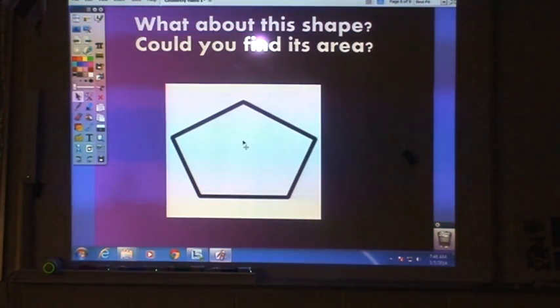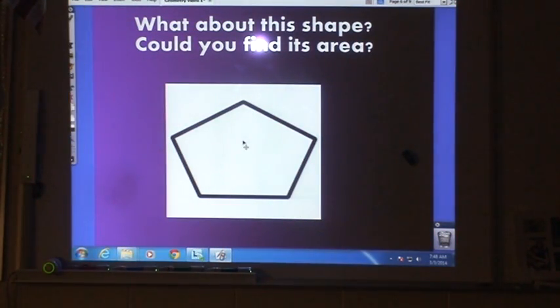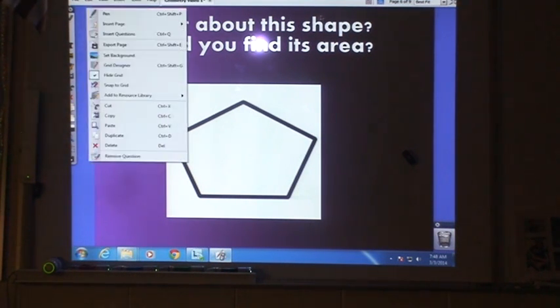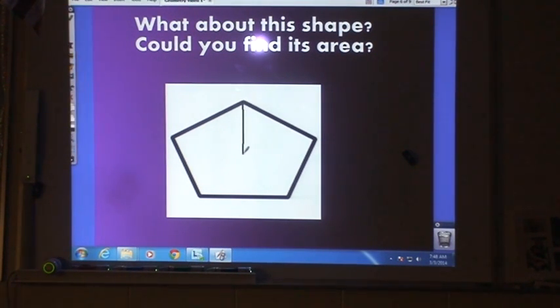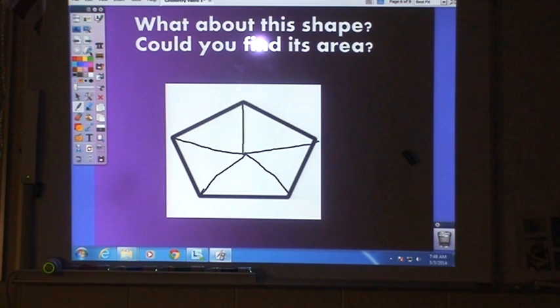What could you do about this shape? Could you find its area? If you notice, if I took a pen right now and just divided this into a bunch of different triangles, it would work for me to be able to find the area of the shape. Since I don't know a formula for area of pentagons, I could just divide it into 5 triangles that would be all the same size. Figure that out.